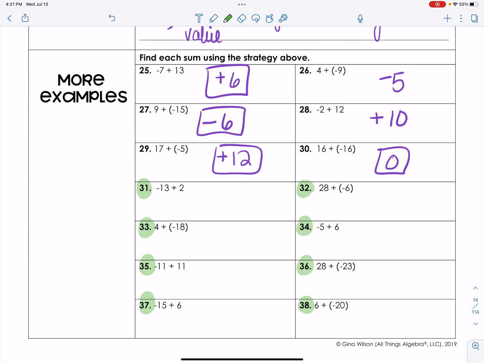If I pause the video, the bigger number is negative, so my answer is a negative 11. Here, the bigger number is positive, so my answer is 22. Bigger number is negative, so my answer is a negative 14. Bigger number is 6, so my answer is 1. This is 0, 5, negative 9, because there's more red chips here and here. So this gives you kind of a start to this homework.